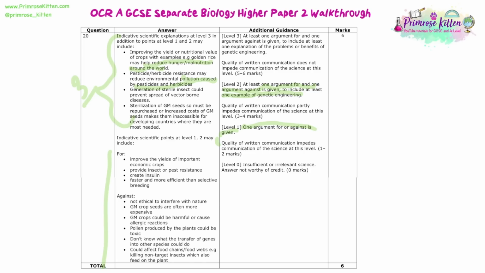pesticide-resistant crops, sterilised insects, whichever example you use, you needed an example in order to get into level 2. And then to level 3, you've got at least one argument for and one argument against. It's assumed you'll obviously have included an example, because you're going to need to talk about an example of genetic engineering in order to give the next part, which is one explanation of the problems or benefit, which is something from this level 3 category selection. So an explanation of how that method of genetic modification can actually link or improve the for, or could make the against argument worse. Okay?